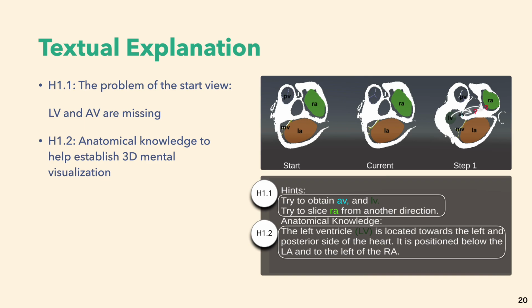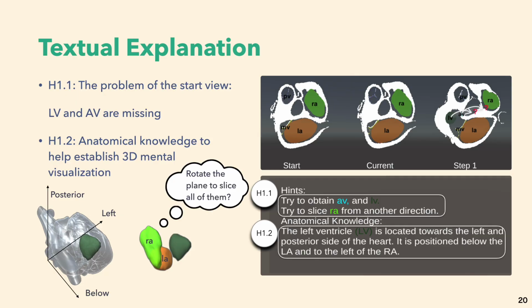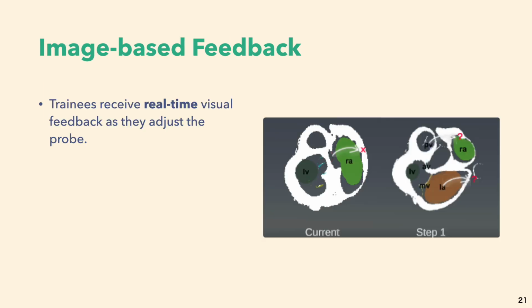For example, here the textual explanation prompts the trainees to consider this: if they would like to obtain the left ventricle, which is located at the left and posterior side, and it is below the LA and to the left of RA, shall I make a rotation so that the plane can slice all of them? Second, trainees will see real-time visual explanations as they move the probe.